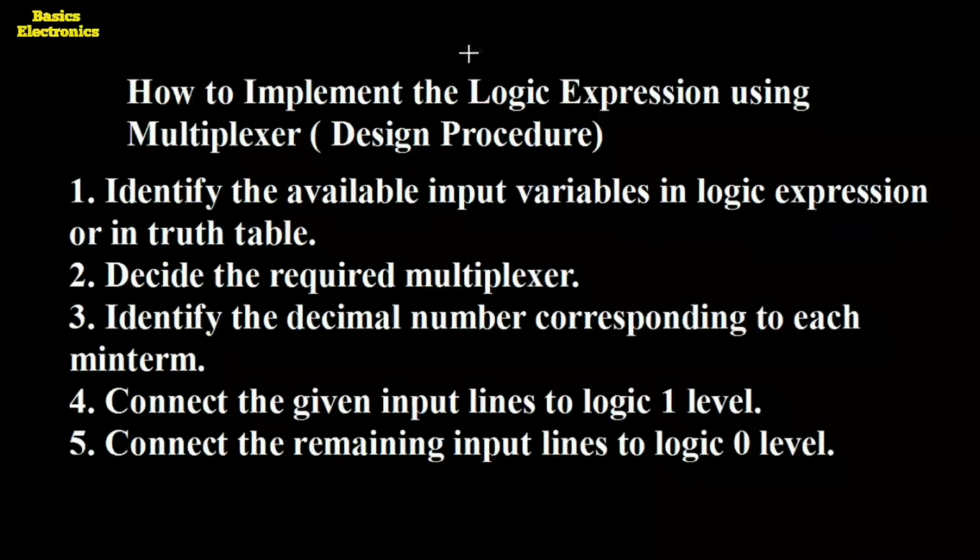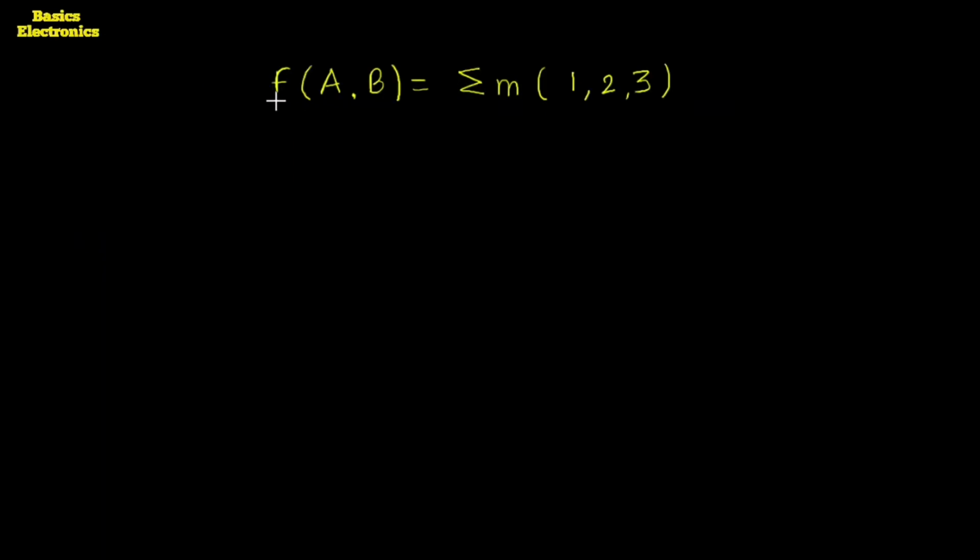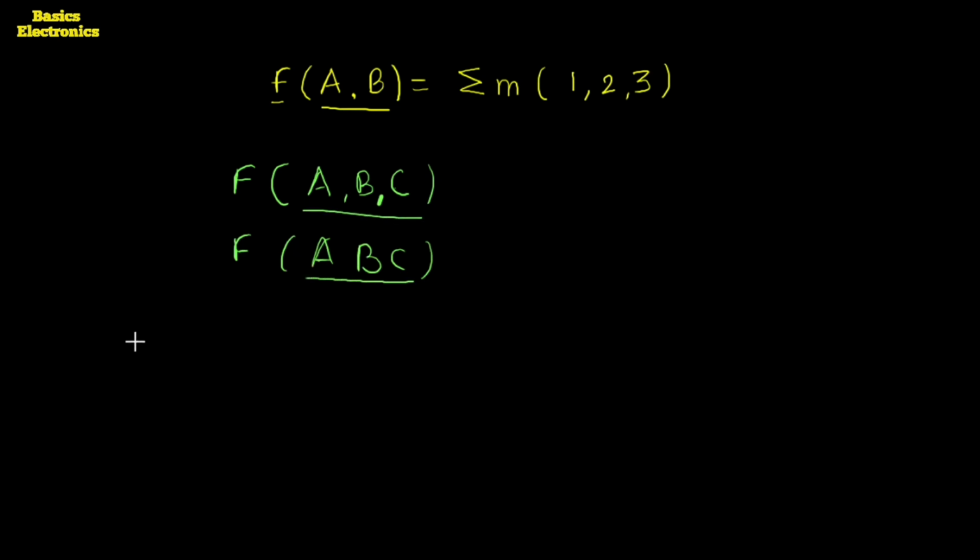The first step is that we have to identify the input variables. Suppose we have a logical expression, function of a comma b. These a comma b are the input variables. If the equation is function of a comma b comma c, or function of ABC, it means these three are the input variables which we are using for the implementation.